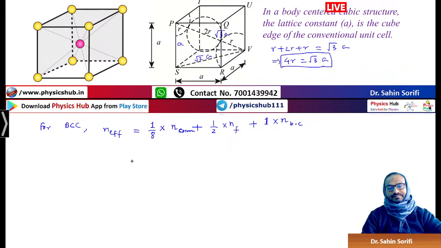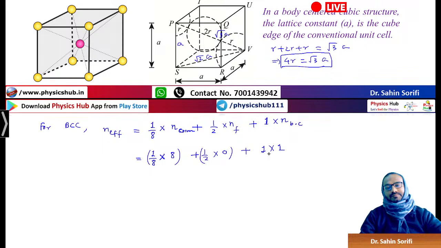Corner. So here, how many atoms in the corner? 8. How many atoms at the face? No atom at the face. How many atoms at the body center? 1 atom. So 1 plus 1, that is 2. Okay, n effective is equal to 2.